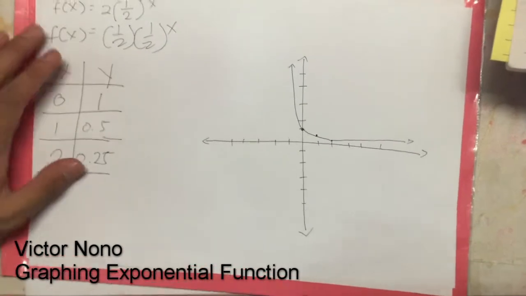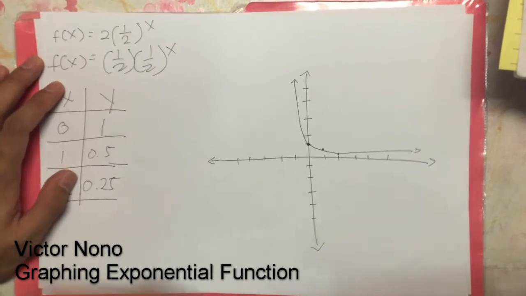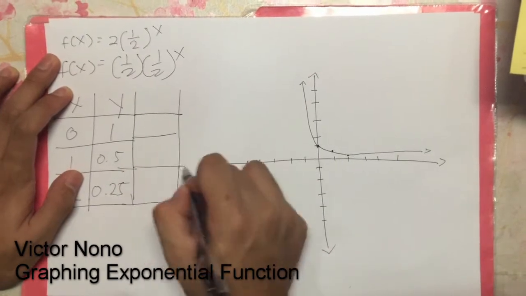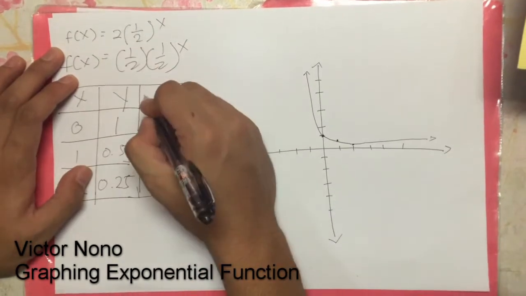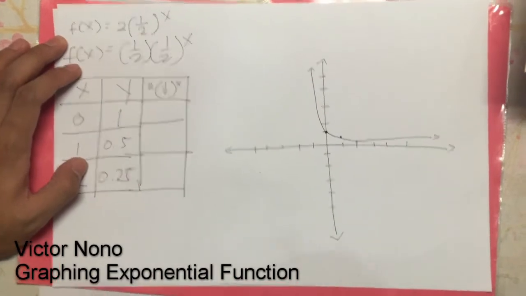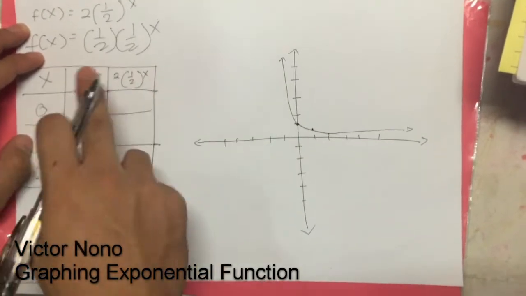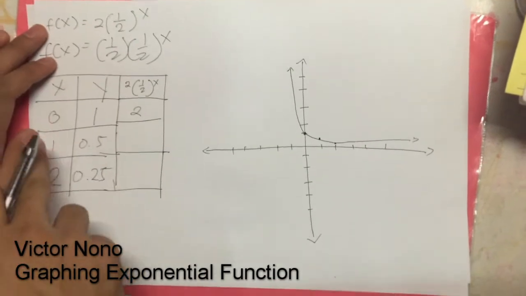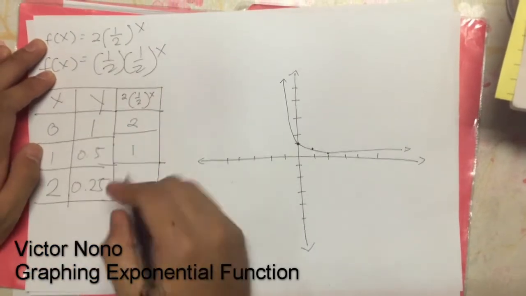So we need to set a new domain and range for us to determine if the graph is vertical stretching and shrinking. In this case, we will use 2 times 1/2 raised to x. As we did a while ago, we will just substitute the value of x to this function. If you substitute 0 to this function, we will get 2. If you substitute 1, we will get 1. And if you substitute 2, we will get 0.5.